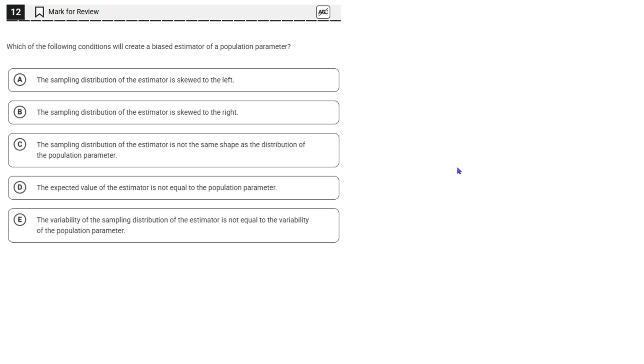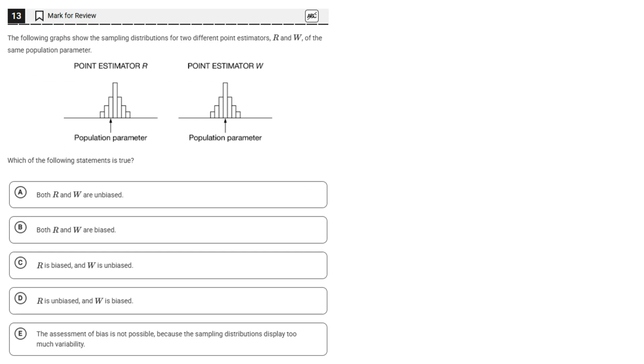Which of the following conditions will create a biased estimator of a population parameter? Well, we just said it. The expected value of the estimator is not equal to the population parameter. That's the definition of statistical bias. More on bias here.